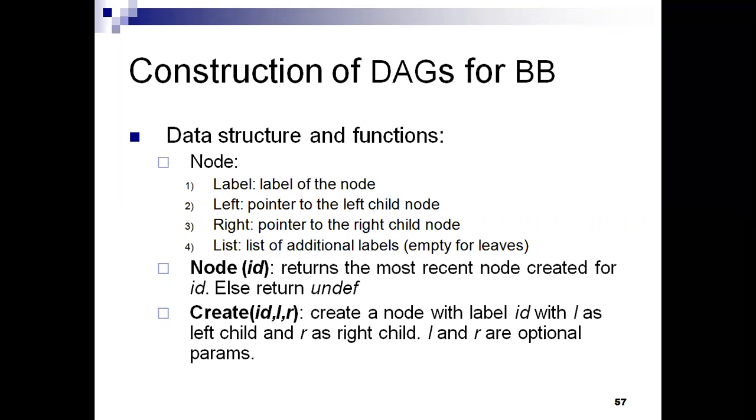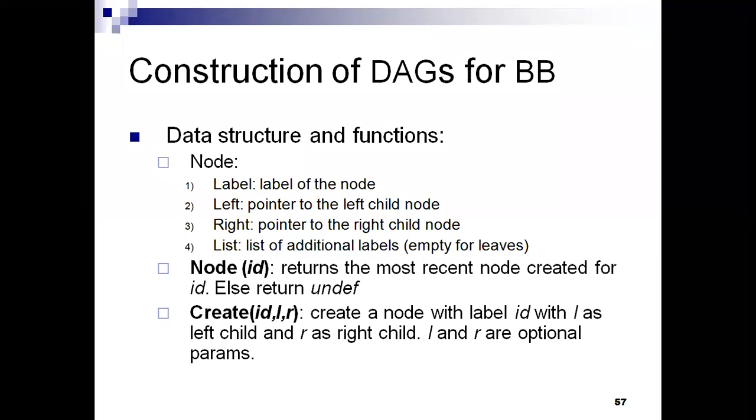The statement that we're returning here returns the most recent node created for ID, or else returns undefined. The next function is create(ID, L, R). It consists of three parameters: the first one is an identifier, the second is left, and the third is right. With this function we're creating a node with label ID, with L as the left child and R as the right child. These L and R are optional parameters, right?